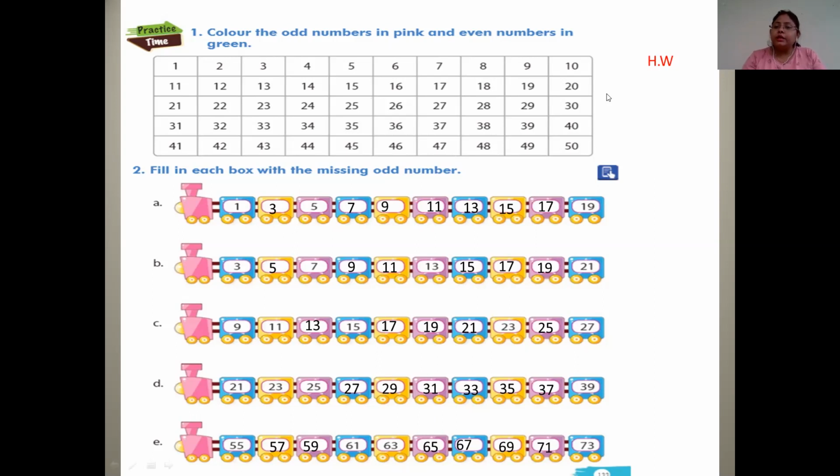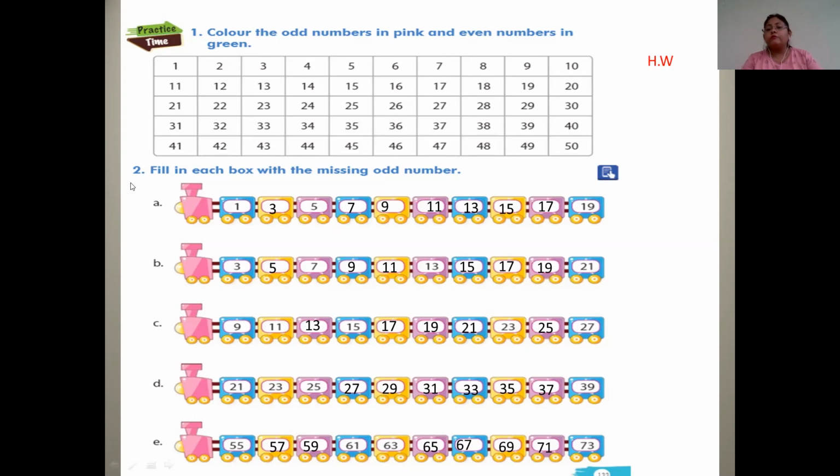Okay. So students, we understand the concept of even and odd numbers. Now we start doing your exercise. So question number 1 is the homework for you. Complete it. Okay, now moving to question number 2, that is fill in each box with the missing odd number.